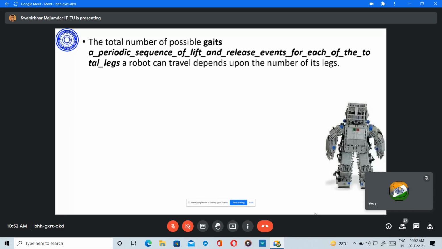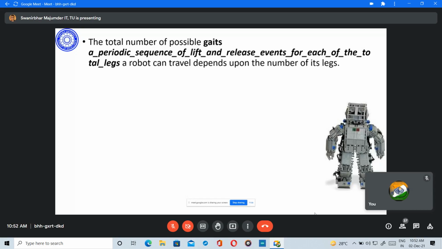So you have a periodic sequence of lift and release. Whatever the number of legs, based on that it will be a periodic sequence of lift and release, and that will be the gait pattern. So the gait pattern for 2 legs will not be the same as for 3 legs. And obviously even with 2 legs you can have different types of gait patterns, just like we human beings all have 2 legs but still have different leg patterns. If someone has a backache, he will walk in a different way.